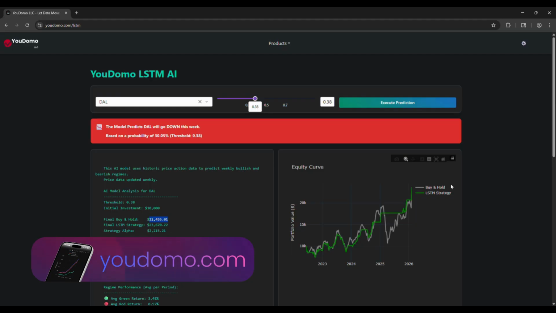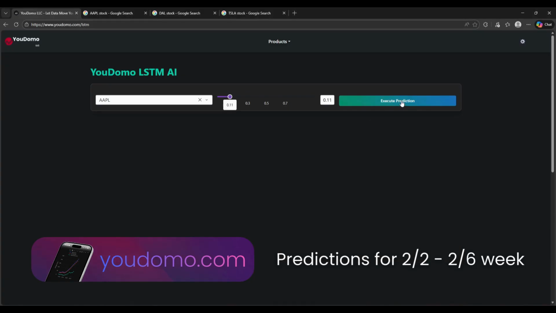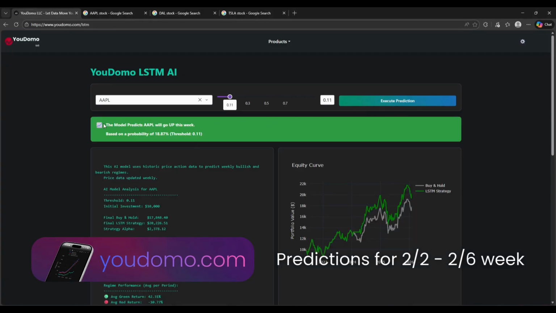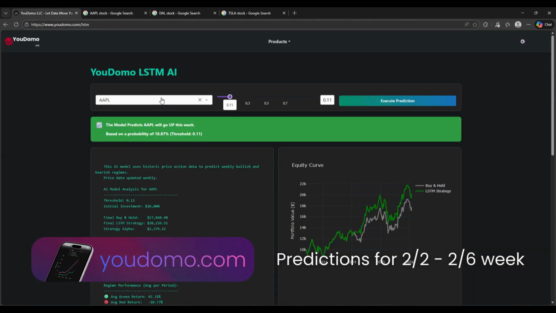Now, the next question might be like, hey, back tests, that's great, but what about some actual weeks? Like, how did it perform? So let's check out what the model predicted last week and see how the week turned out. For example, we have Apple stock here, and when I execute prediction, it says Apple will go up. Last week, this prediction came true, up 7% last week. So good prediction for Apple.